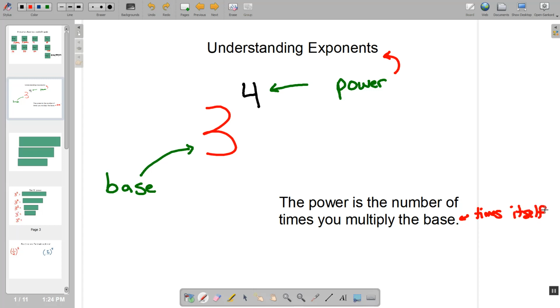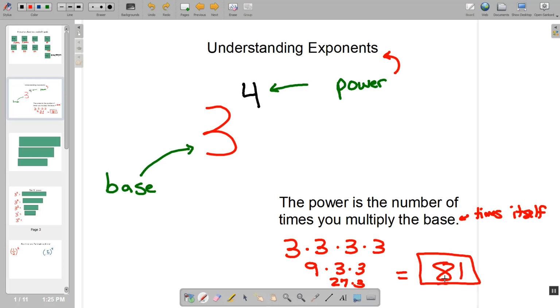So in this case, we are going to have 4 of the number 3. So you have 3 times 3 times 3 times 3. Well, 3 times 3 is 9. Then times 3 again, that becomes 27, times 3, which is equal to our answer of 81. So 3 to the 4th power is equal to the number 81.